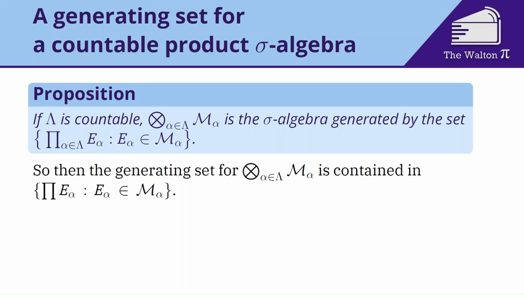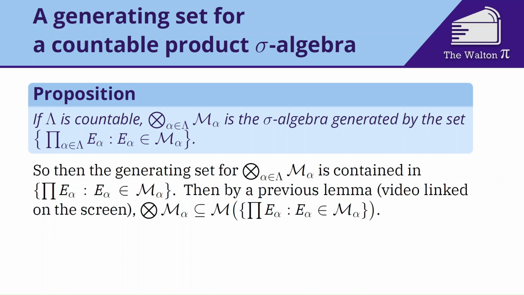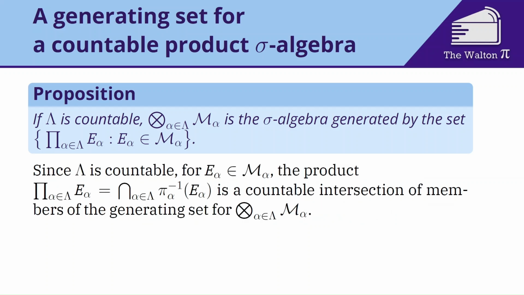So that tells us that the generating set for the product of the M alphas is contained in the product of those E alphas. Okay, so this specific product is precisely those things that generate the sigma algebra. Because it's contained in that set, by a previous lemma, and I'll have a video on the screen, the product over the M alphas is contained in the sigma algebra generated by this set. So now we have to go the other way.